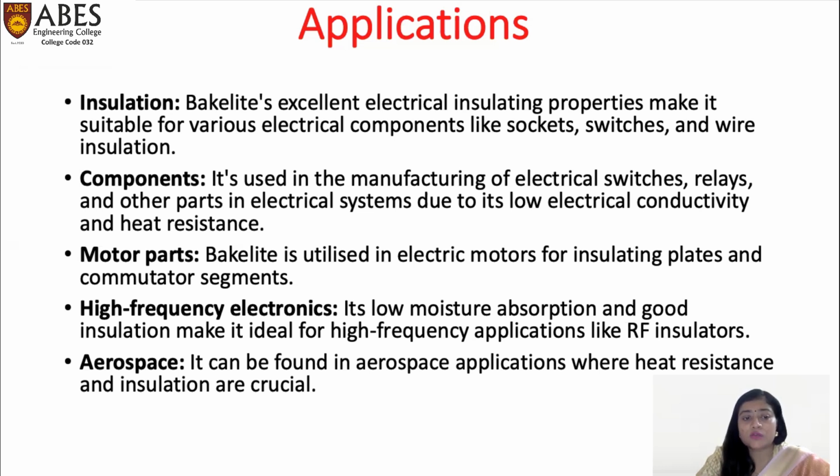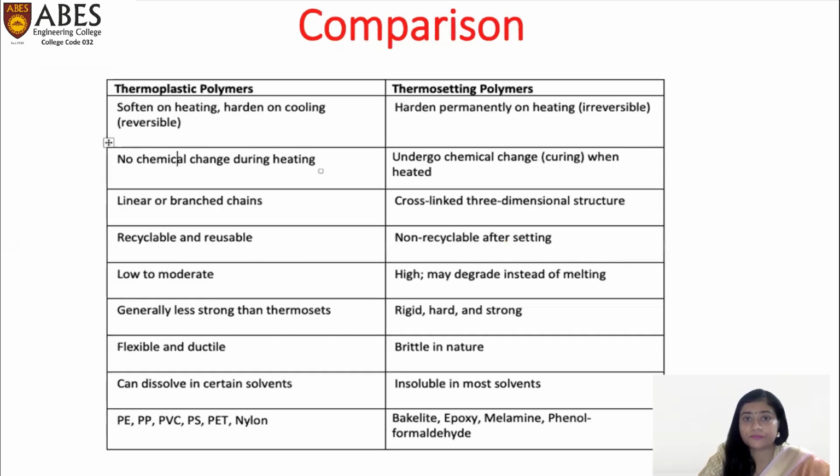Also used in aerospace applications, where heat resistance and insulation are crucial, then bakelite will be called for. Now we'll see a comparison between thermoplastic polymers and thermosetting polymers. Thermoplastics get softened on heating and they get hardened on cooling. They are reversible, while thermosets are permanently hardened on heating and they're non-reversible.